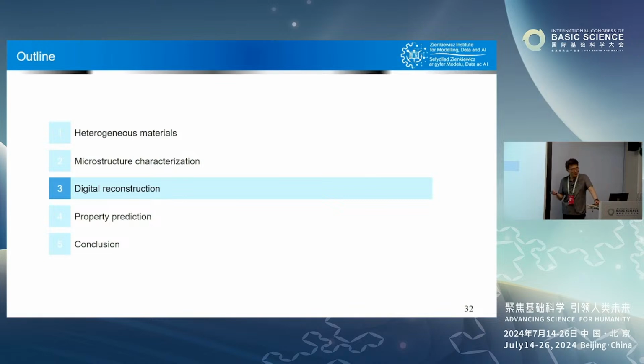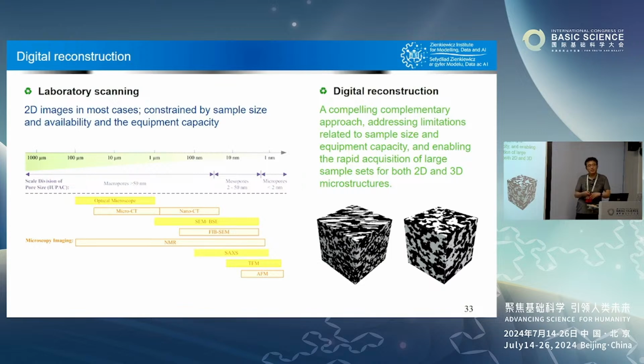I'm afraid I will skip or accelerate a bit, and even if I spend more time in the next two sections, you will get lost, not by means of equations, but by the physics involved. The question is how we can characterize and build the microstructure without physics-based simulation. This is a question that has been researched for decades, I should say.